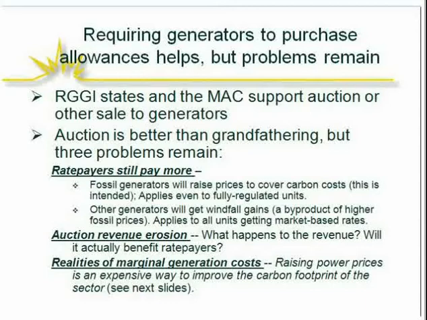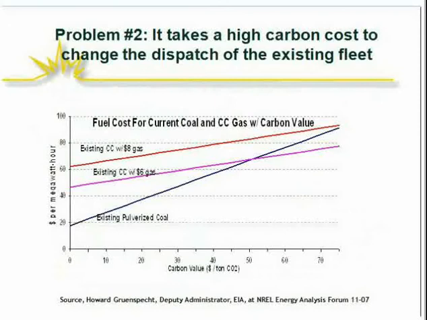It takes a high carbon cost to change the dispatch of the existing fleet. And here's just the practical realities of the huge fleet of power plants that exists in the U.S. today. The nuclear, hydro, and wind units, whatever's out there that has very low operating costs, are going to run, because they're going to run according to their marginal costs, not their historic all-in costs. And so we know that those units are just going to run. And we don't have to pay them anything extra in order to get them to run.